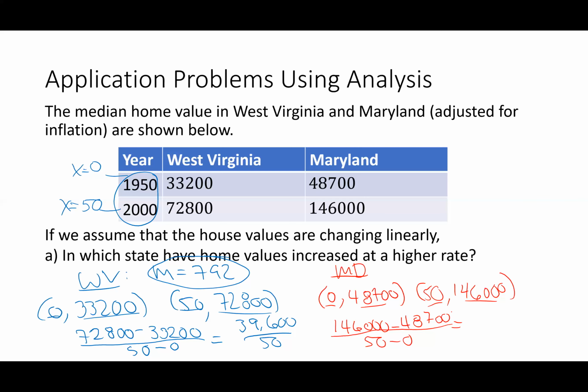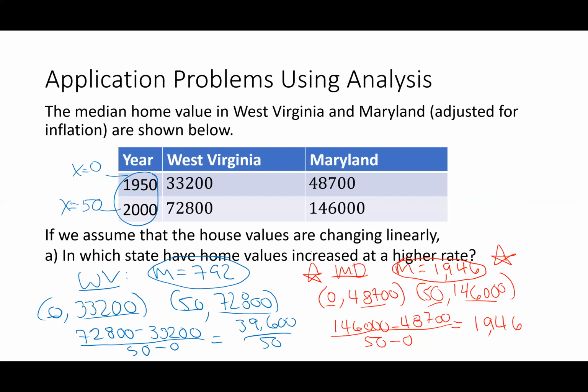Divided by 50, I get 1946. Okay. So here our slope is 1946, which means that every year beyond 1950 in Maryland, the median home rate is increasing by $1,946. So Maryland certainly has a higher rate.